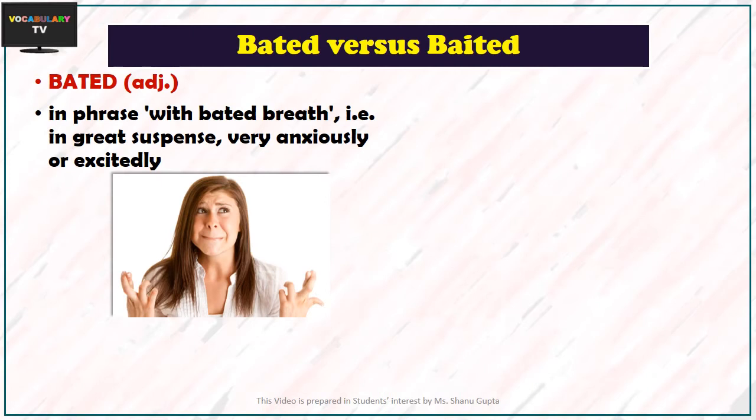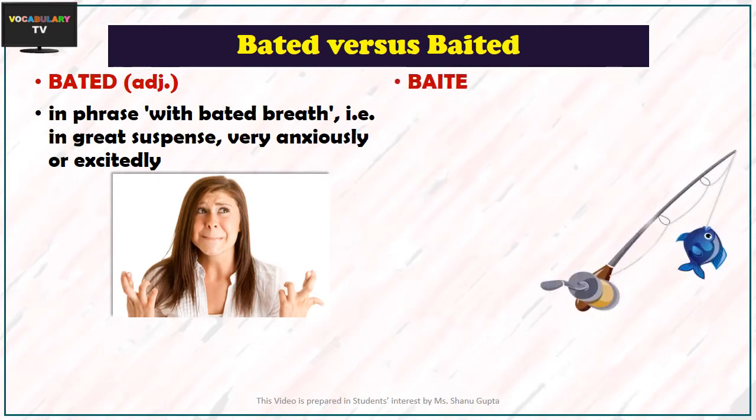The other word with bait in its spelling is related to bait, which means food placed on a hook or in a net or trap to entice fish or other animals as prey.